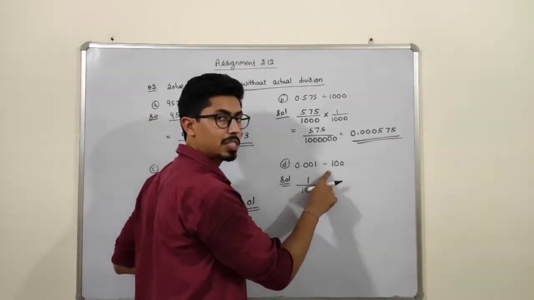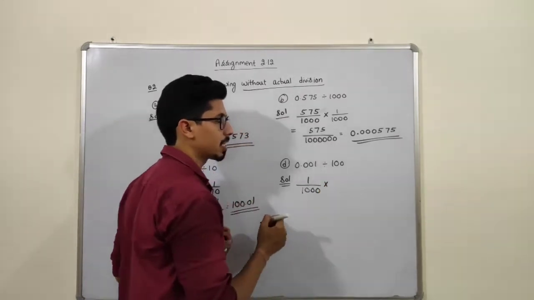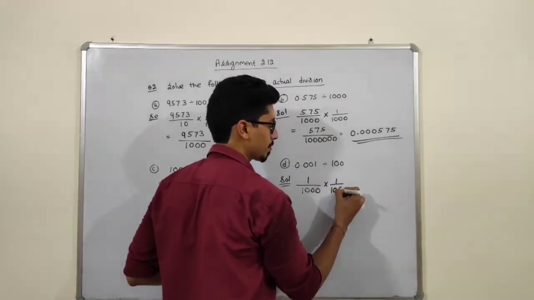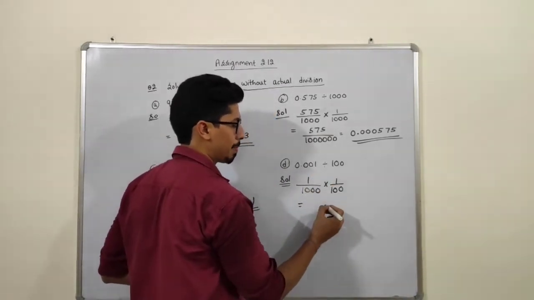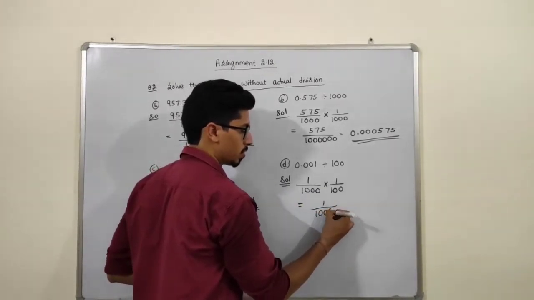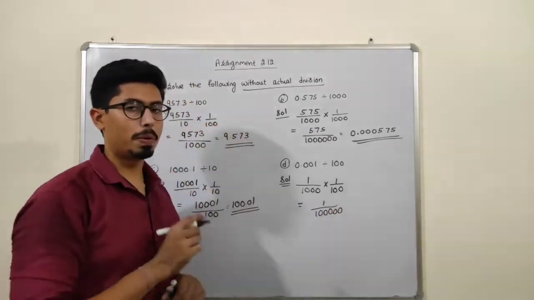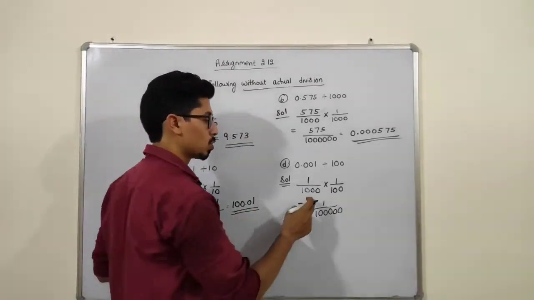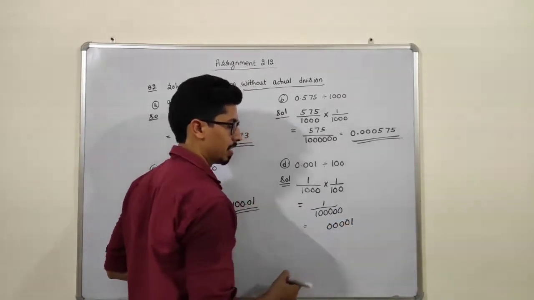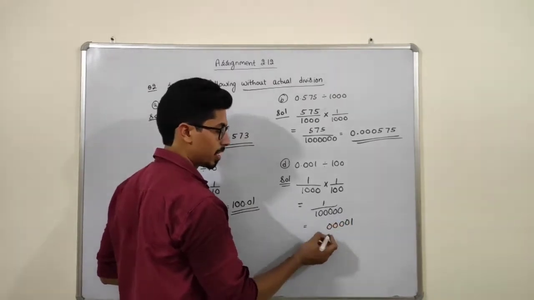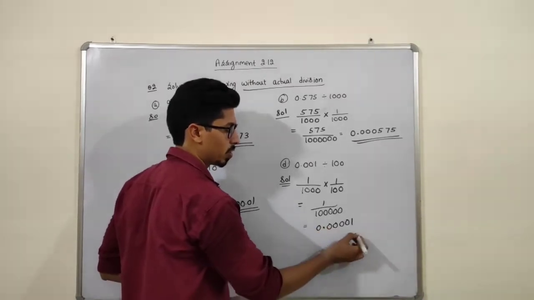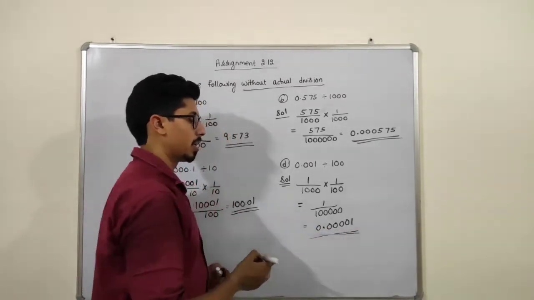Now there is a division sign. If I replace it by the multiplication sign, the number will get reciprocated. So 100 will become 1 by 100. Now when 1 is multiplied by 1, it will be 1. Now 3 zeros and 2 zeros, so it will be 5 zeros. So in the numerator there should be at least 5 digits. Only 1 digit is there, so I have to write 4 zeros and a 1. So 1, 2, 3, 4, 5 digits. Now I can put a decimal here. To write it simply, I put a 0 also here. Okay. So this is our required answer.